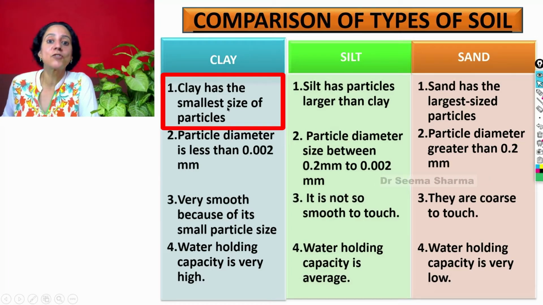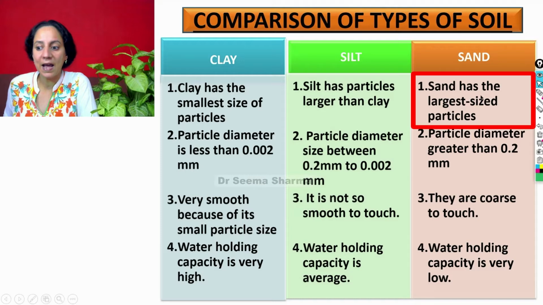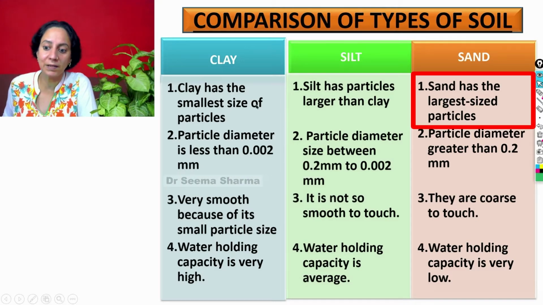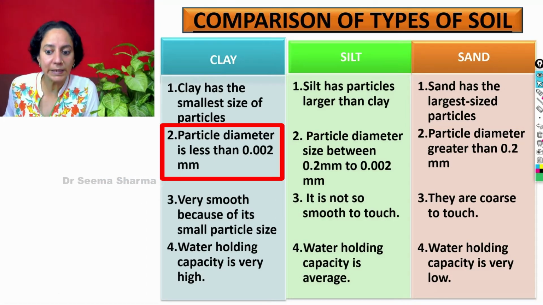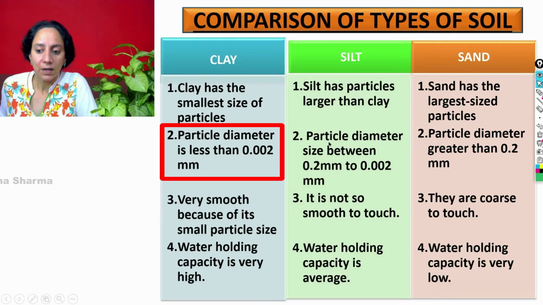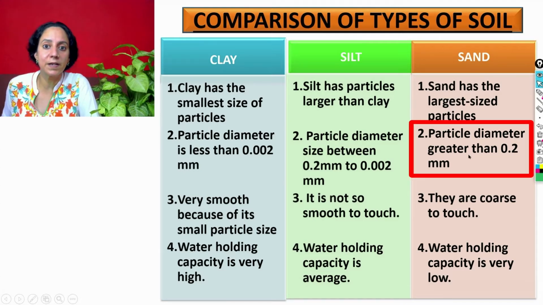First, clay has the smallest size of particles. Silt has particles larger than clay, and sand has the largest sized particles among these 3 types of soils. Now coming to the diameter. In clay, particle diameter is less than 0.002 millimeter. In case of silt, particle diameter size ranges between 0.2 millimeter to 0.002 millimeter. And in sand, particle diameter is greater than 0.2 millimeter.